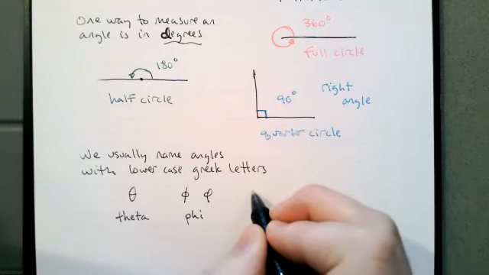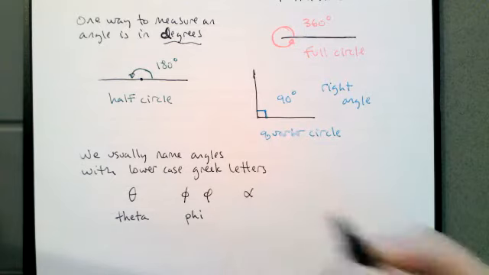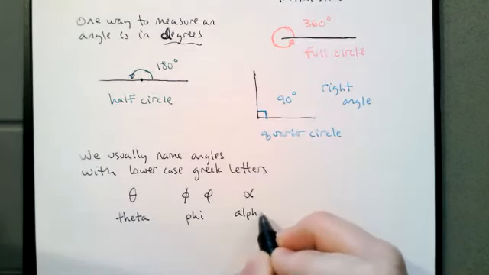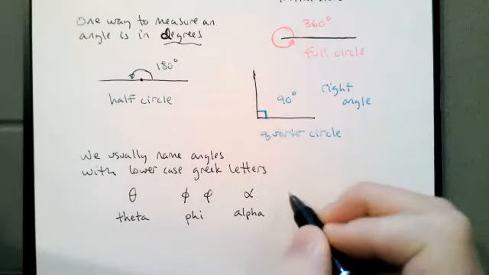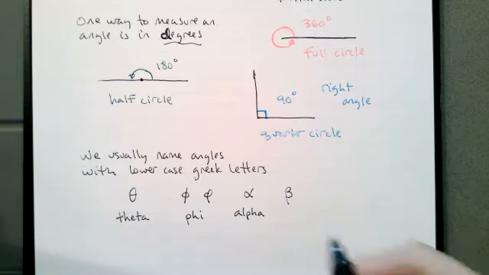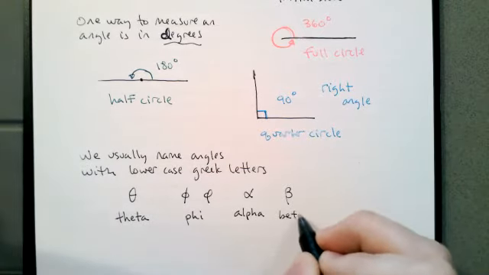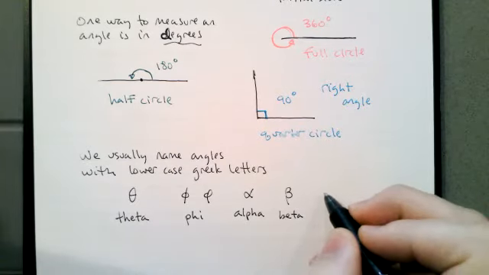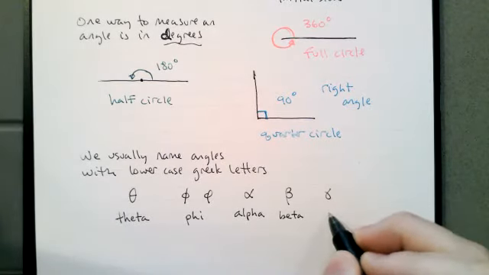Other ones that I'll use are alpha. And then if we do a rounded B, that's going to be a beta. And the way I draw gamma is take an alpha and rotate it 90 degrees. So this is my written version of a gamma.